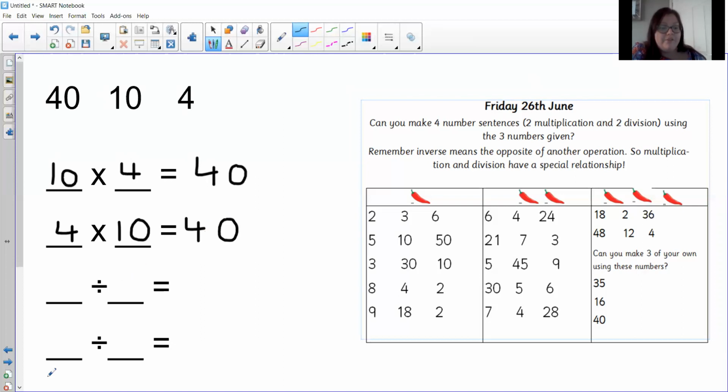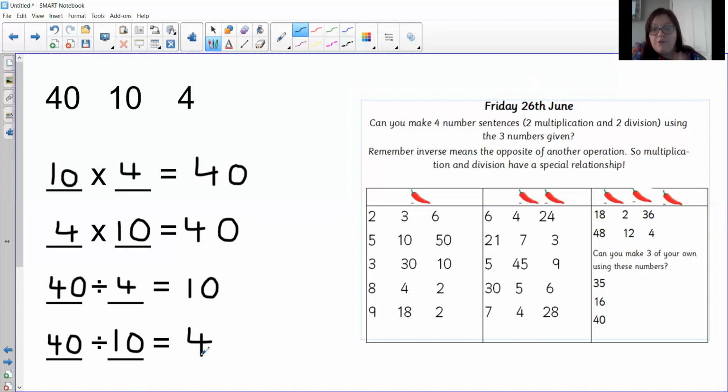And we can also write those as 2 division sentences. Division always begins with your biggest number. So 40 is my biggest number. 40 divided by 4 equals 10. And 40 divided by 10 equals 4.